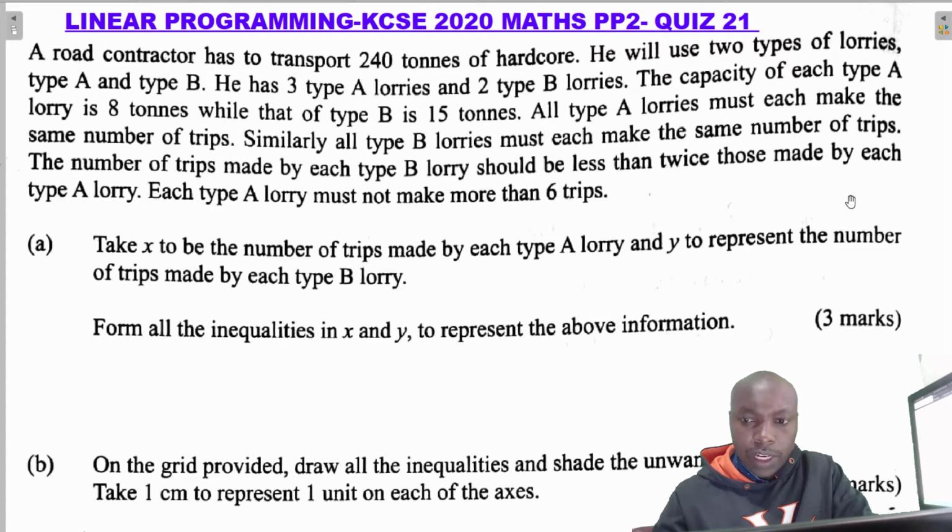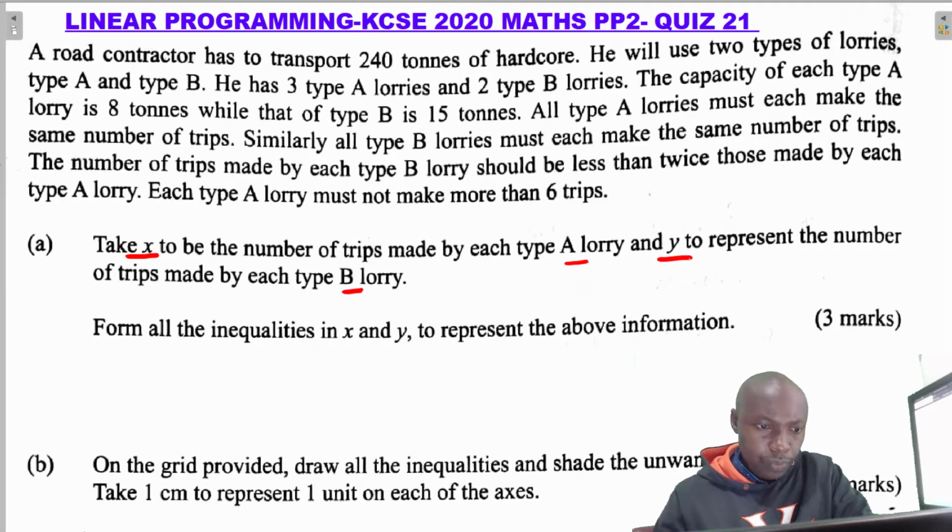I want us to go to the first part of the question and read and form the inequality. Part A: take X to be the number of trips made by each type A lorry, and Y to represent the number of trips made by each type B lorry. Form all the inequalities in X and Y. Now let's go to the first sentence. The road contractor has to transport 240 tons of hardcore. He has two types of lorries, type A and type B. He has 3 type A lorries and 2 type B lorries. The capacity of each type A lorry is 8 tons, while that of B is 15 tons. Up to that point we'll be able to form the first inequality.